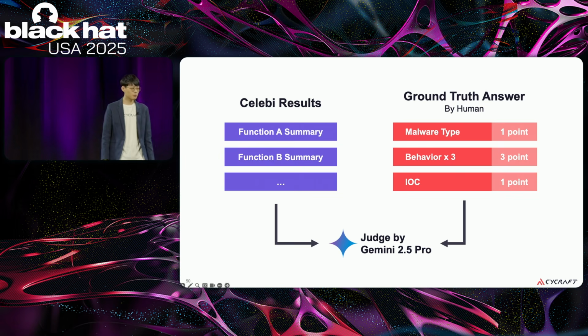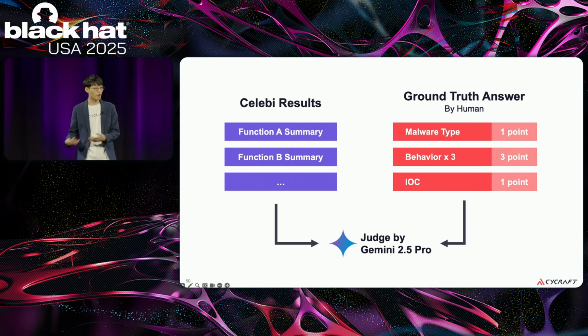If the Celebi result correctly identifies the malware type, it will get 1 point. If it correctly identifies the behavior, it will get 3 points. And if it correctly identifies the IOC, it will get 1 point. So in total, there will be 5 points.